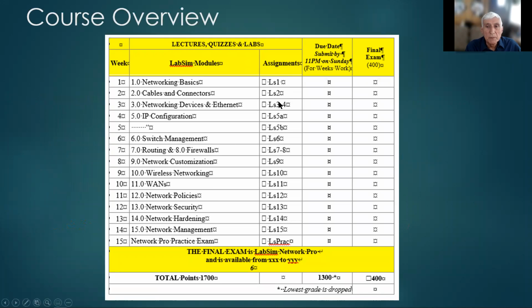Okay. So this is the course overview. Basically, we're going to be going through all of the... This one's not exactly the right one. Shucks. Darn it, I don't have the right one here. I didn't upload it correctly. But anyway, what you're going to be doing is going through the different LabSim modules. Sometimes you're going to be going through more than one. You'll see that by looking at the last page in the course outline.